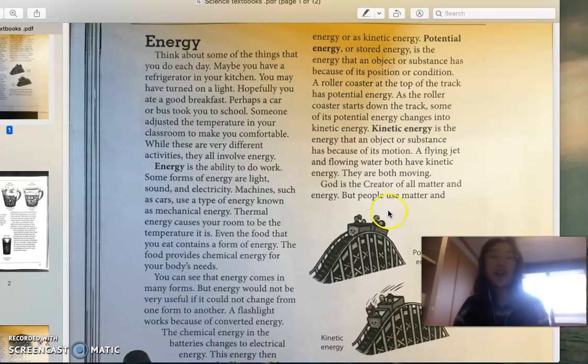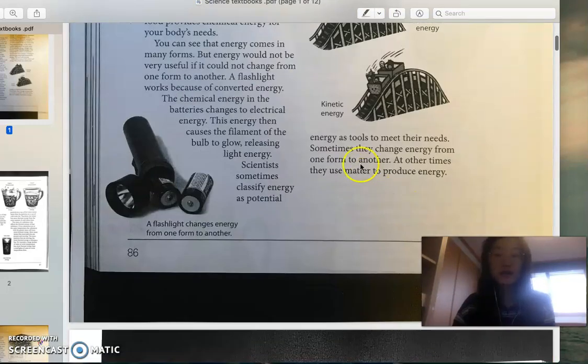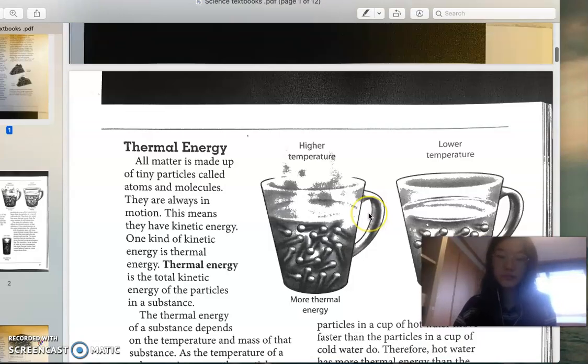Okay. God is the creator of all matter and energy. But people use matter and energy as tools to meet their needs. Sometimes they change energy from one form to another. At other times, they use matter to produce energy.